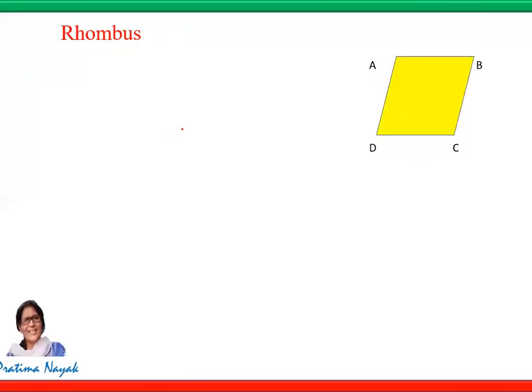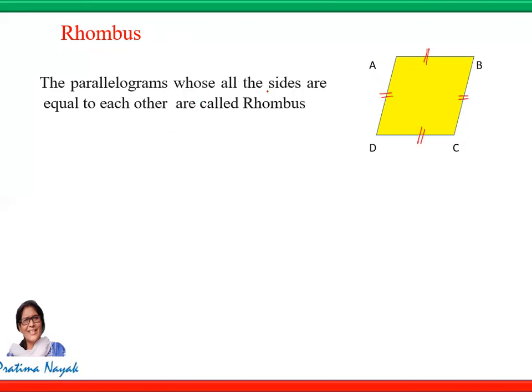Rhombus. Rhombus is again a parallelogram where all the sides are equal. So what is the definition? A parallelogram whose all the sides are equal to each other is called a rhombus. So this is the family or different types of quadrilateral.